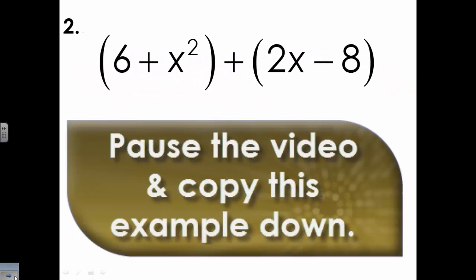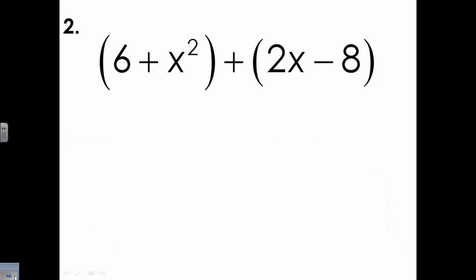Pause the video to copy this example down. Your highest exponent will go first. It has no other terms to combine with. Your next term is the x to the first power, and it's just this 2x. There's nothing else to combine with it. Your third term will be the constant. We're going to combine the 6 with the negative 8 in order to write our answer in standard form.